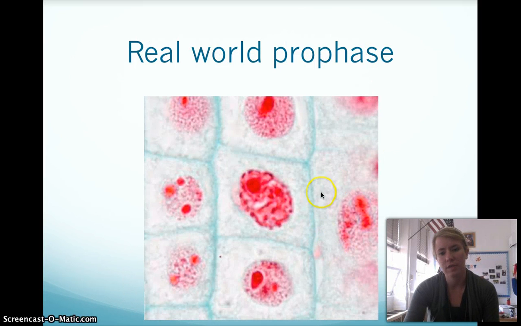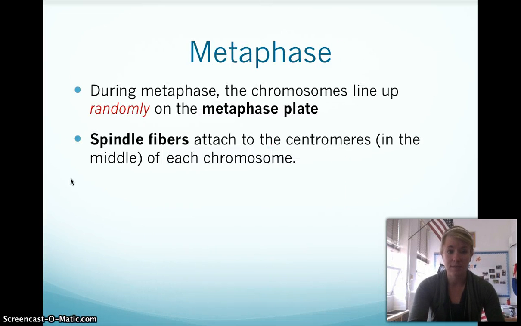This is what real-world prophase looks like. So you can see how the chromosomes are starting to condense right there. They don't look like noodles over here anymore. It's hard to see. If we had a better magnification, we could see it a little better, but that is prophase.